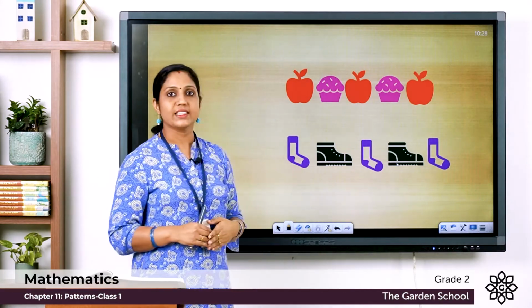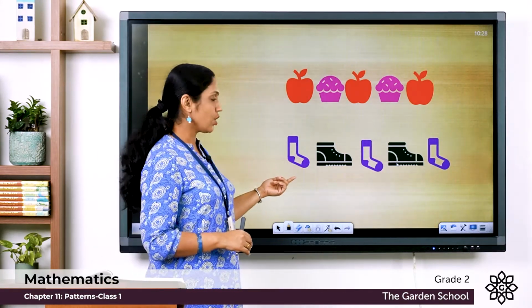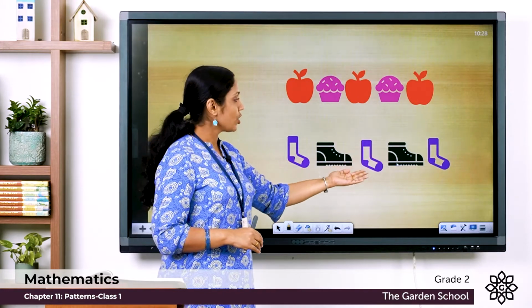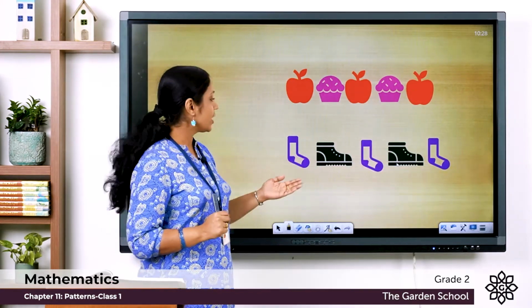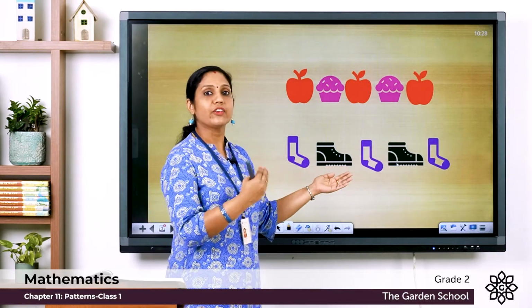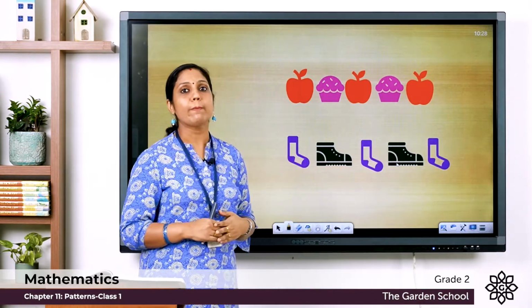Now look at the next example. You can see a socks, shoes, and again a socks. So here also you can see the objects are repeating at regular intervals. So this is what a pattern is.